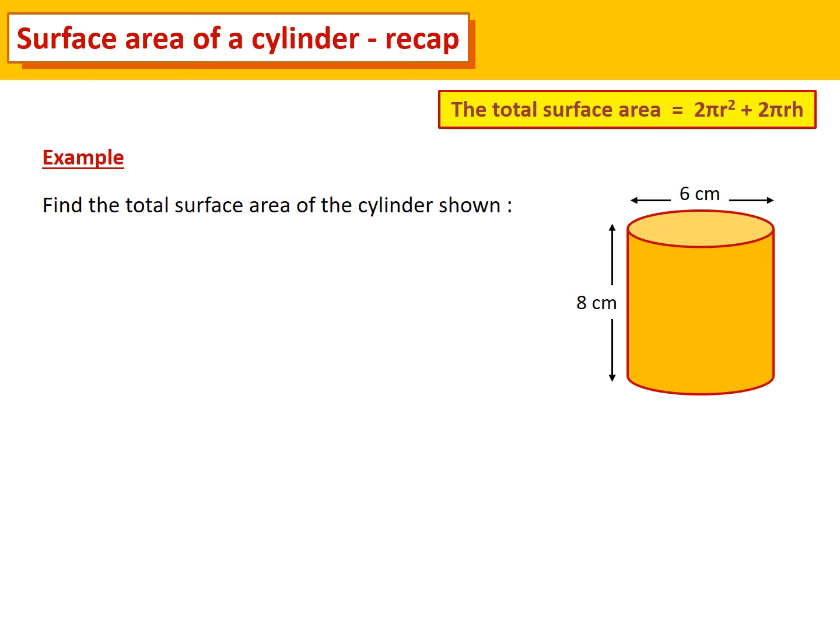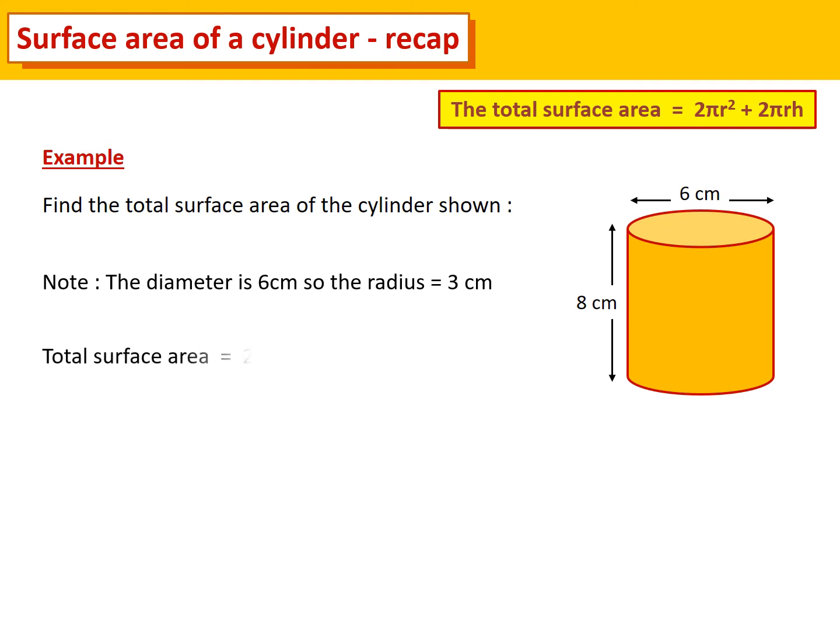Now that we have our formula, let's use it. Here's an example. h, the height, is 8 centimeters, and we've been given not the radius but the diameter of 6 centimeters. That means the radius is 3 centimeters. So using the total surface area, 2 pi r squared plus 2 pi rh, we substitute r is 3 and h equals 8 into the formula.